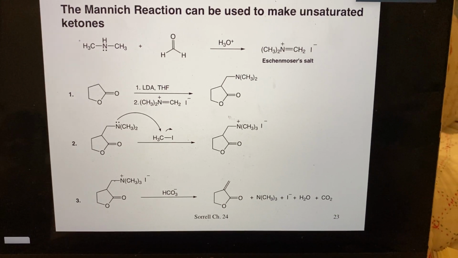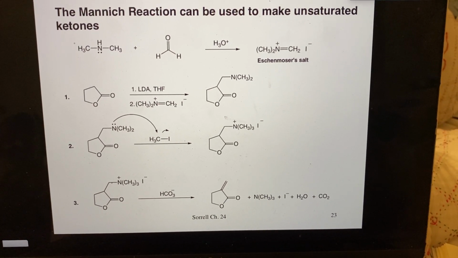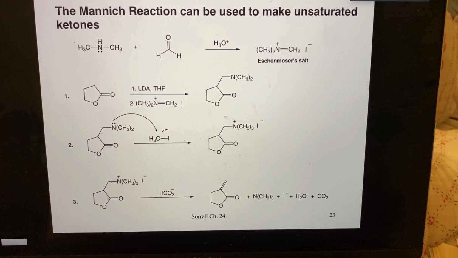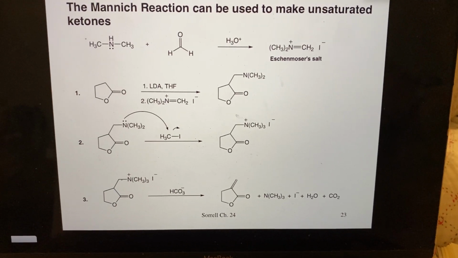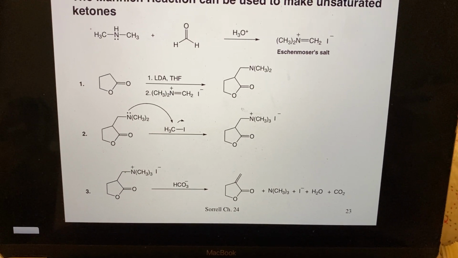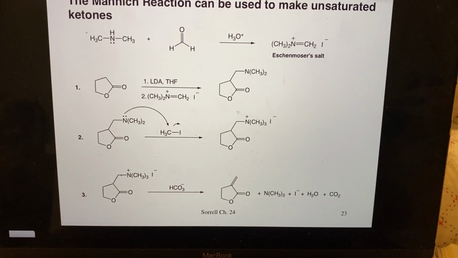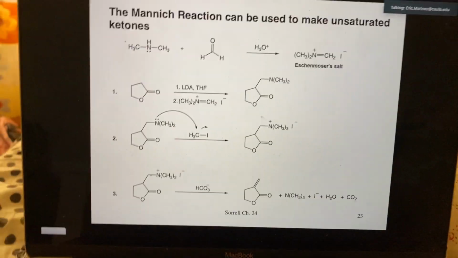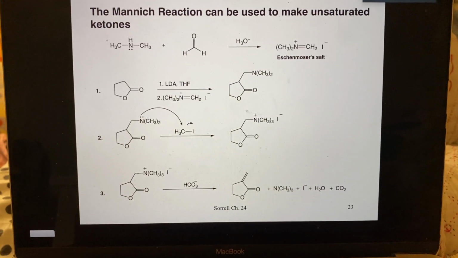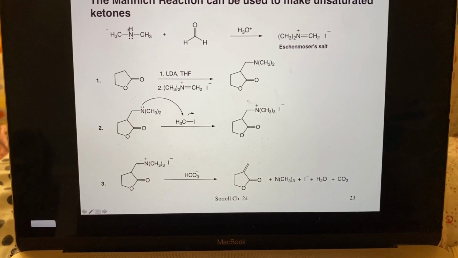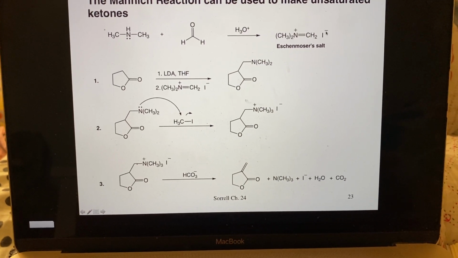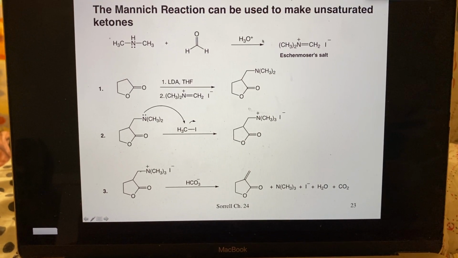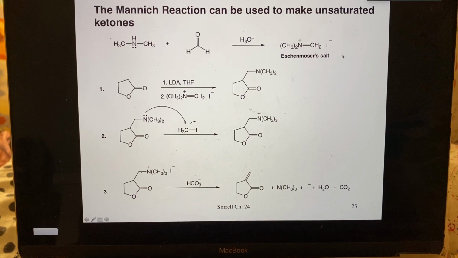There were two awards that year, and one award was to a Harvard chemist, and Eschenmoser was in Switzerland, and they both shared a Nobel Prize for coming up with the synthesis of vitamin B12, which was a very difficult synthesis at the time. But Eschenmoser was very well known, and you could actually buy this salt commercially. It's called the Eschenmoser salt. It is an ammonium ion.